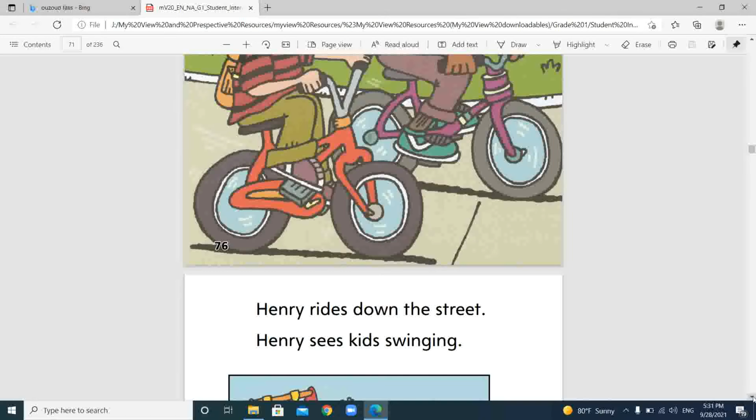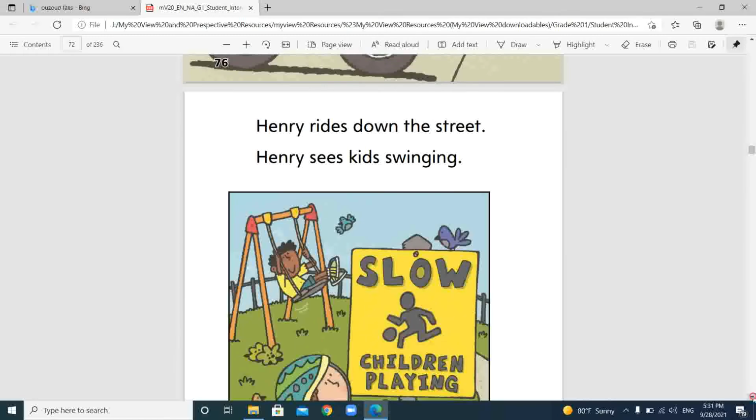Henry rides down the street. Henry sees kids swinging. So everything that's happening in the story is happening on the street, in Henry's block, or in Henry's neighborhood. Okay? So that is the setting. Where is Henry riding his bike? On his block, or on the street. Okay? And we mentioned many things that he saw.